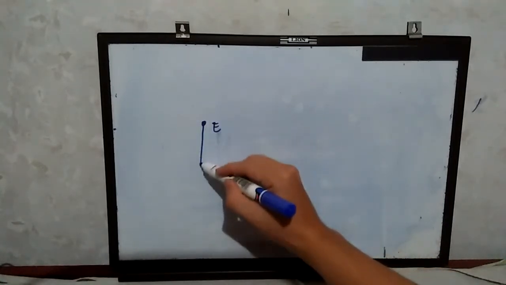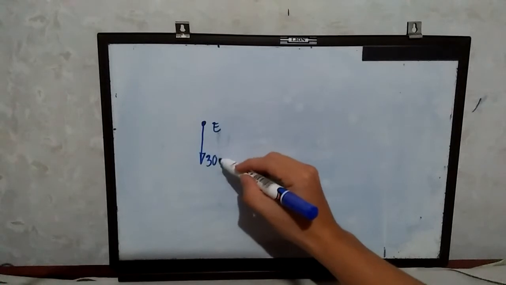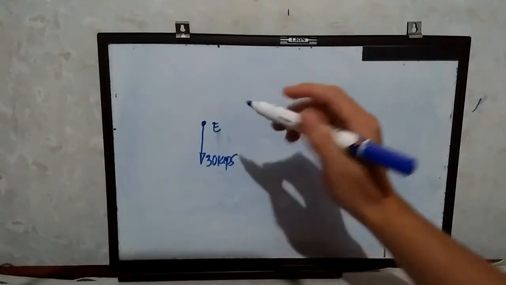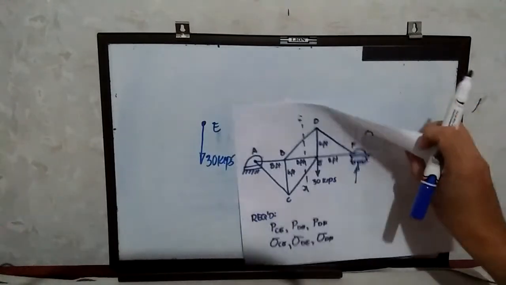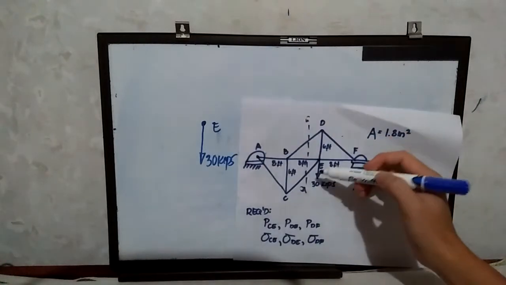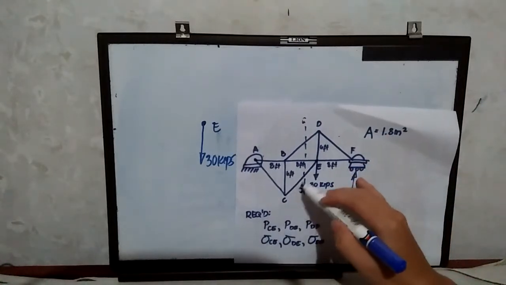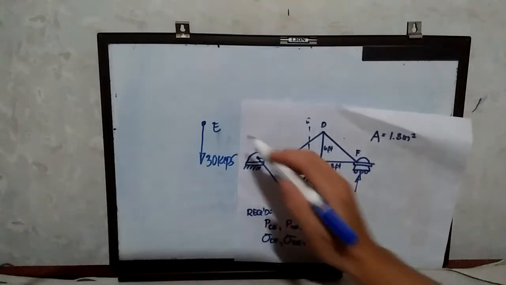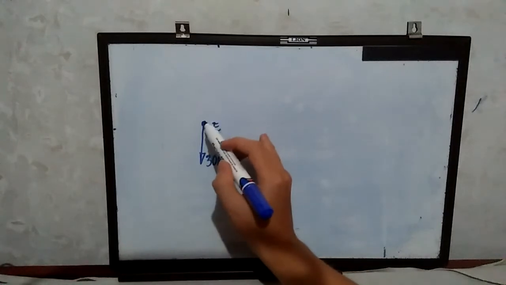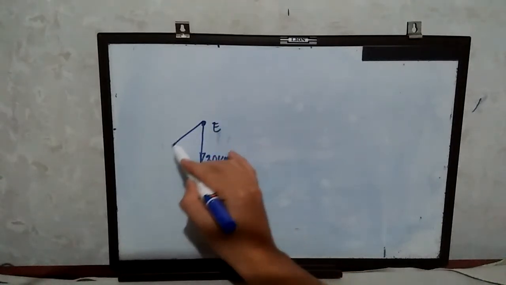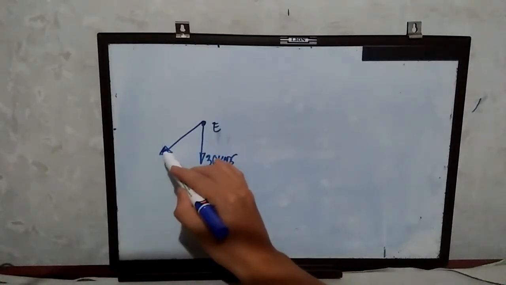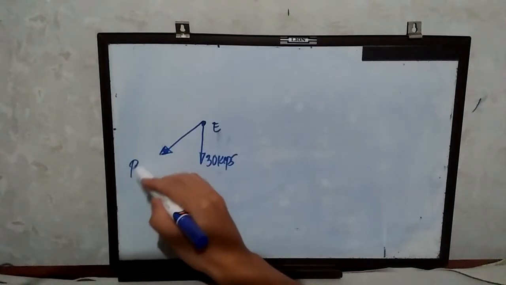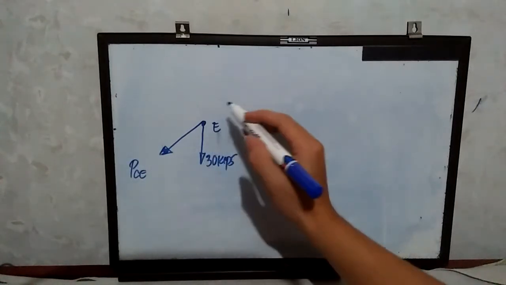We have here 30 kilopounds, 30 kips. And then if we go back here in our free body diagram, we already know that the assumption we give for member CE is tension. So that's why the assumption for this free body diagram for member CE should be in tension also. Okay, this is P sub CE.